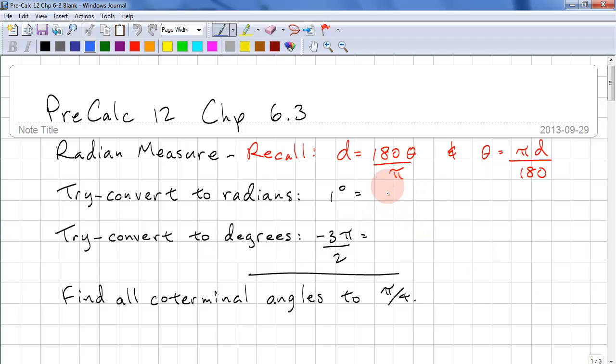So this is pi times 1 over 180. And this is just pi over 180 radians. And here we have negative 3 pi over 2. And this is 180 over pi times negative 3 pi over 2. And this is negative 270 degrees.